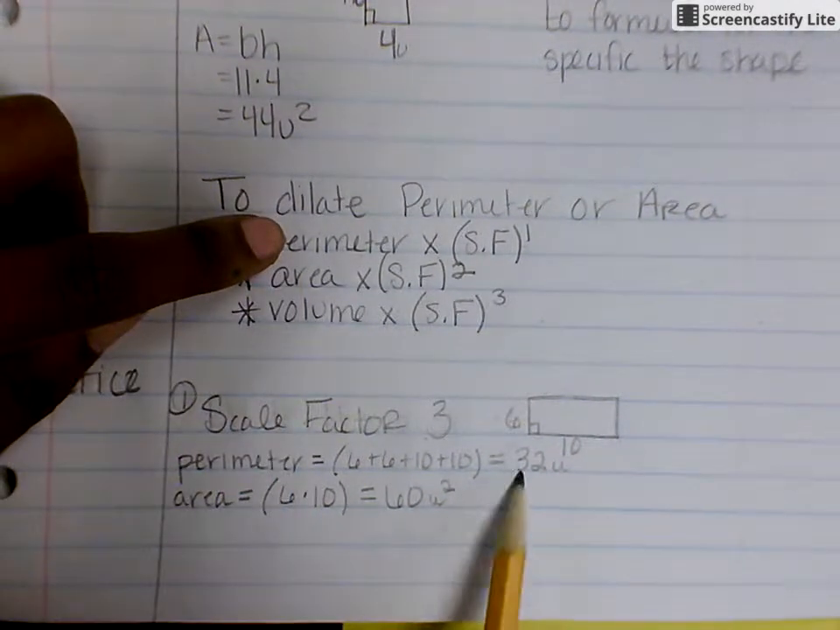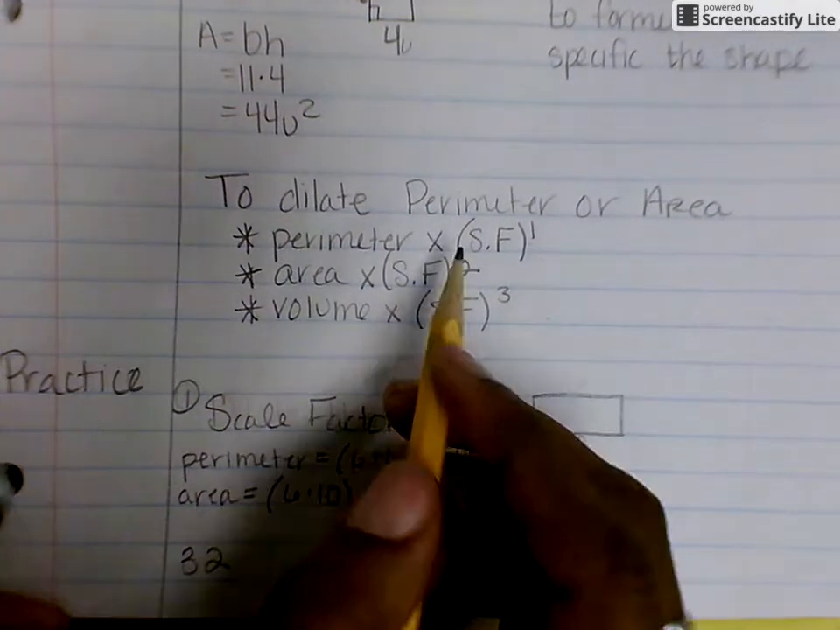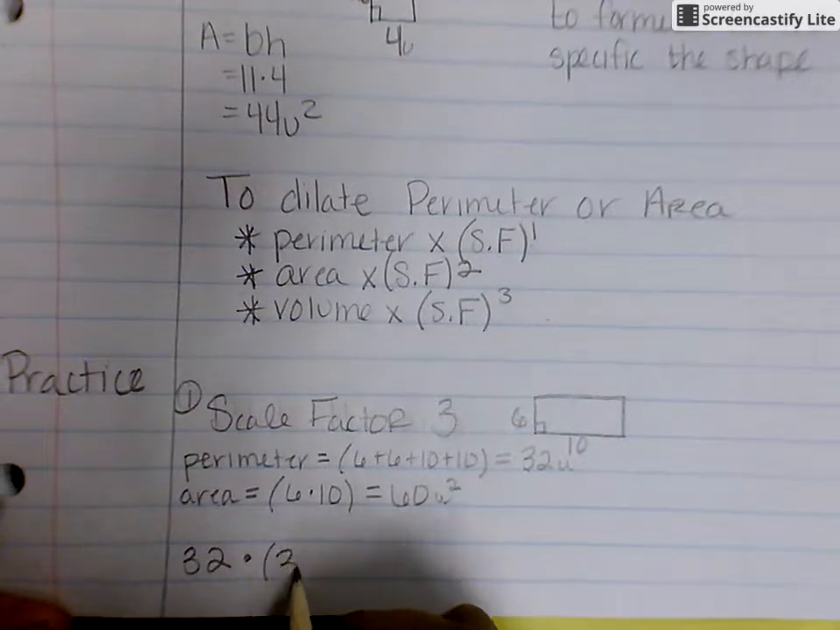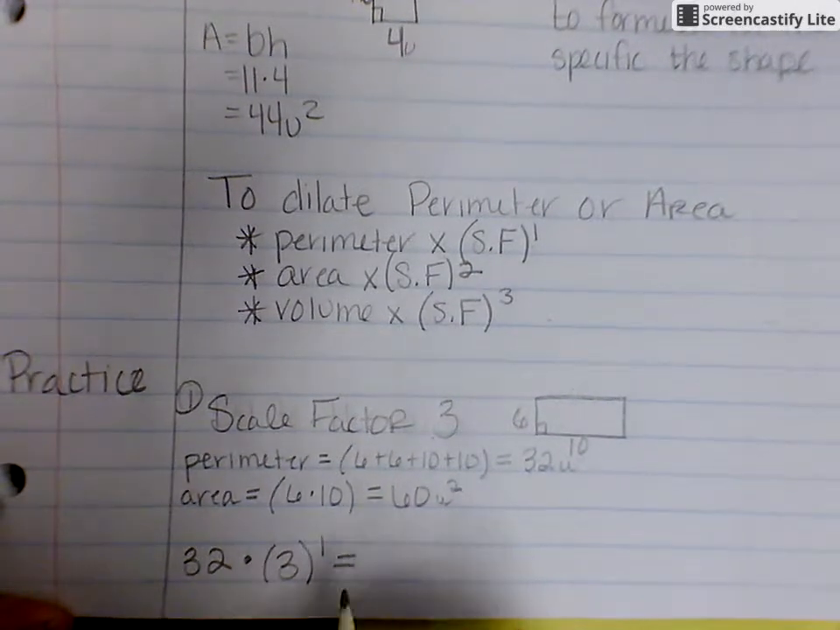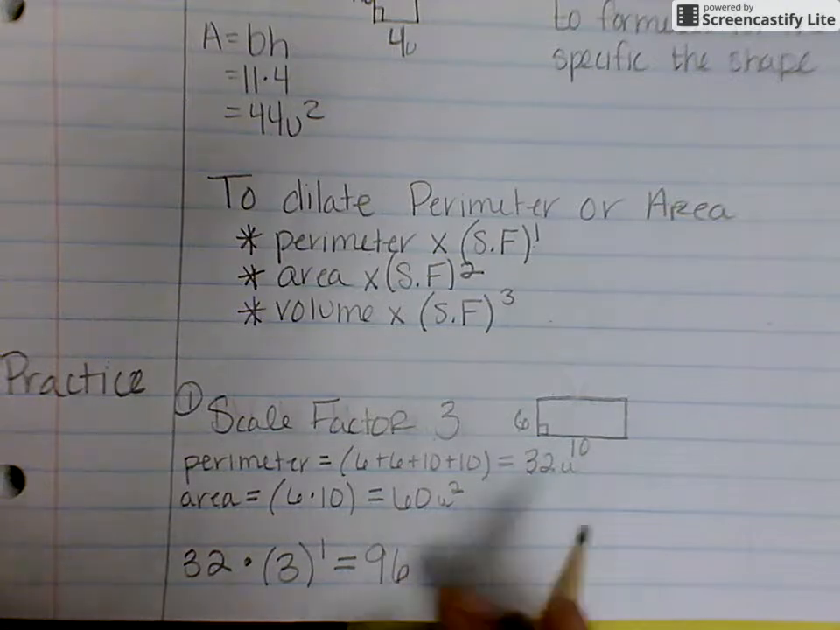So perimeter, which was 32, so 32 times the scale factor. What is the scale factor? Scale factor is 3 to the first power. 3 to the first power is just 3. So you're doing 3 times 32 equals 96.